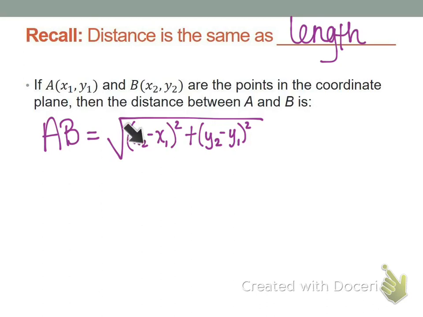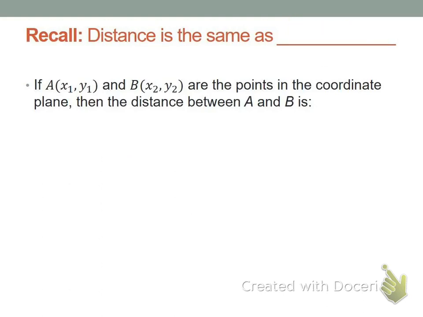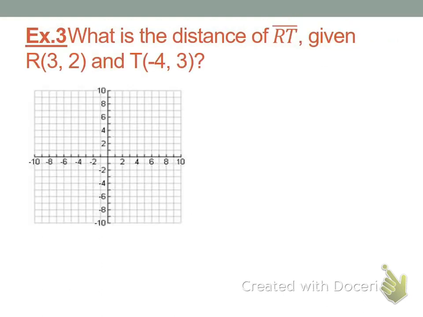You can interchange where the 1s and 2s go. So if you wanted to start with x1 and then put x2, that's fine, as long as you also make sure y1 comes before y2. So as long as you're consistent, it will work out either way. So let's try using that formula.